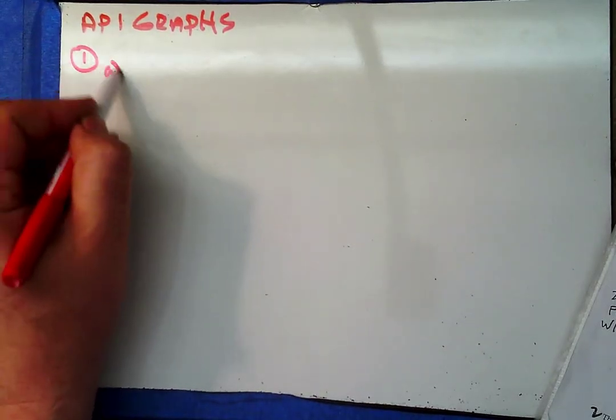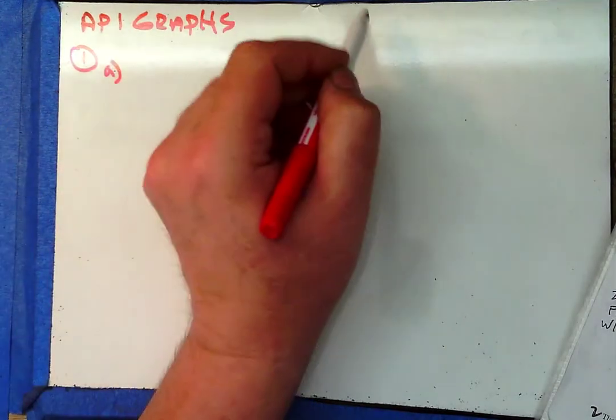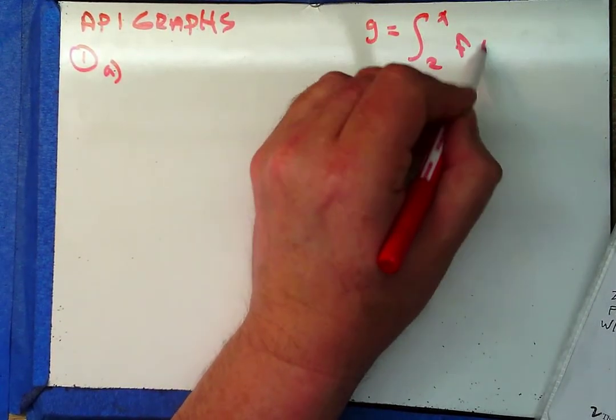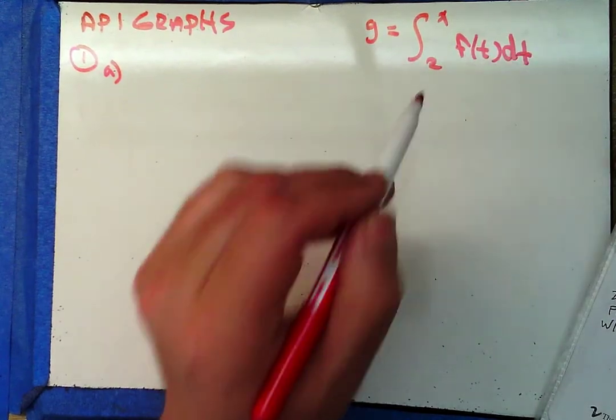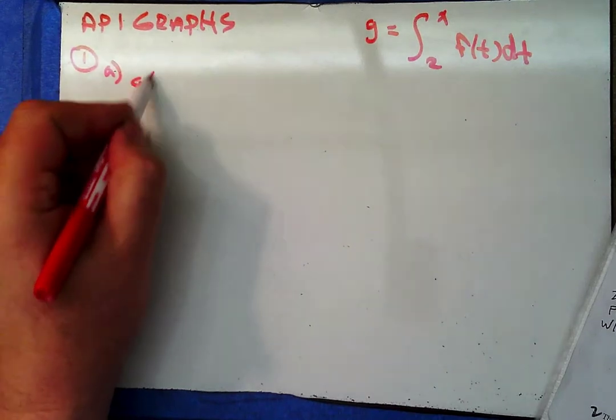Okay, so problem number 1, part A. We're given a graph of f. f is defined on 0 to 7, closed interval. And then we're told that g is defined in this most interesting way, from 2 to x of f of t dt. Okay. We're then asked to find g of 3.